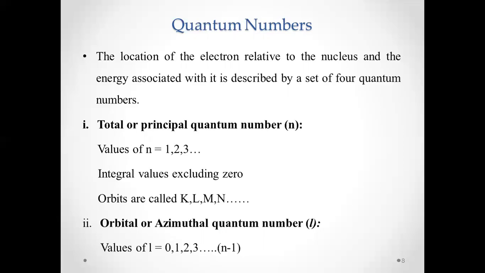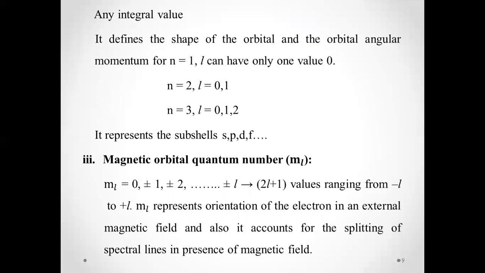The second quantum number is the orbital or azimuthal quantum number, l. The values of the azimuthal quantum number, small l, are 0, 1, 2, 3, etc. up to n minus 1. That means it can take any integral value.